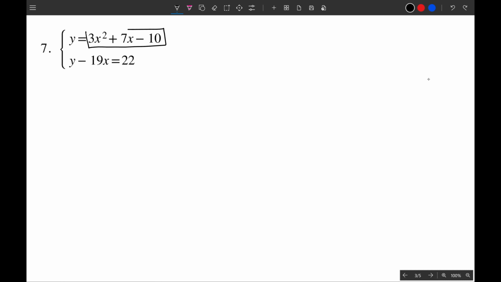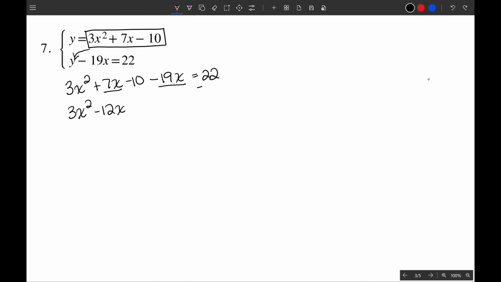I'm going to take the y up here and plug it in for y down here. Now, since this y does not have anything in front of it where I would have to distribute it, I really don't need parentheses. So I have 3x squared plus 7x minus 10, and then minus 19x equals 22. Combine like terms, so I have 3x squared, 7x, and negative 19 make negative 12x. And then I need to subtract that 22 so I can combine it with the negative 10 on the other side to make negative 32, and that's equal to 0.